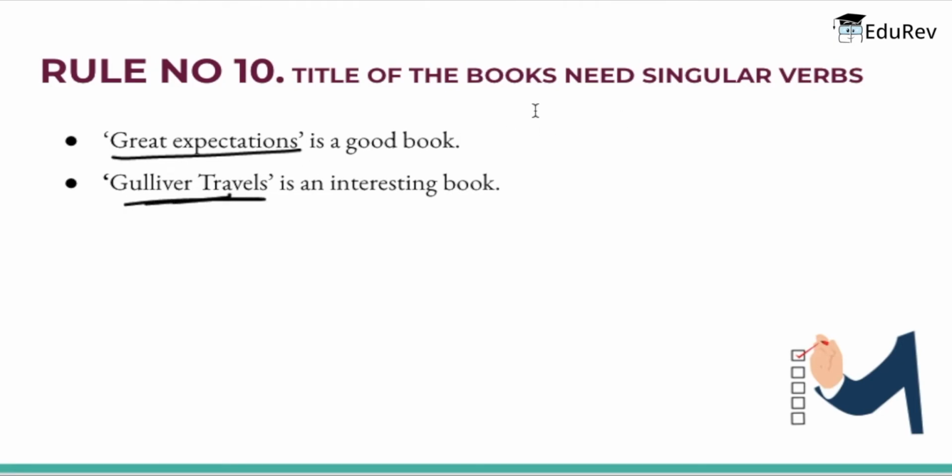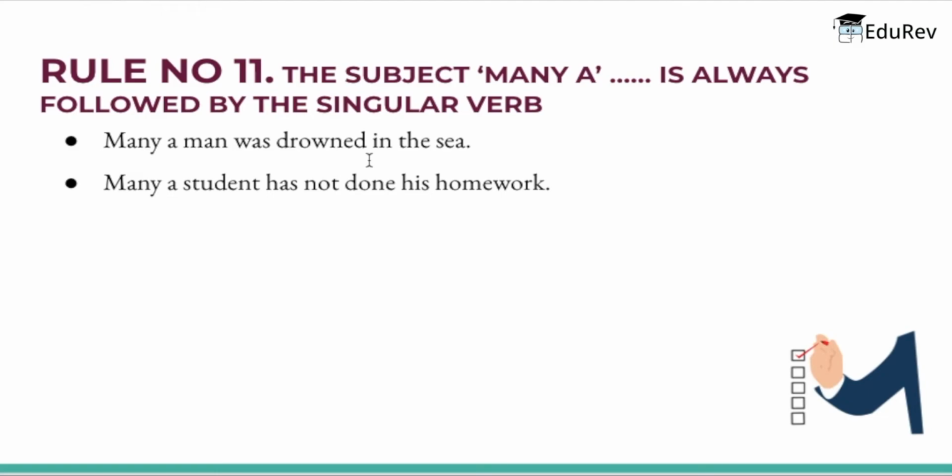So we need to have what? We need to have a singular verb. So is and is. Therefore, what they are saying is that suppose you have title of books, any book. These are the two examples that I've listed, but you can take any example. So they are saying that title of the book means what? A singular verb.